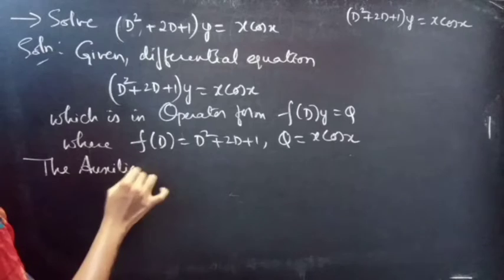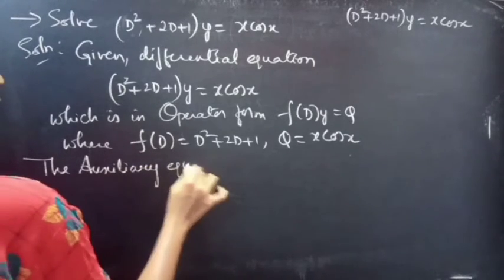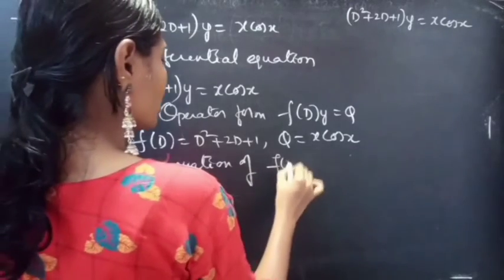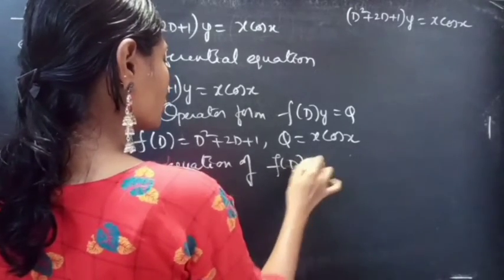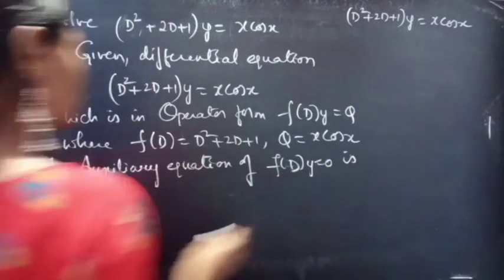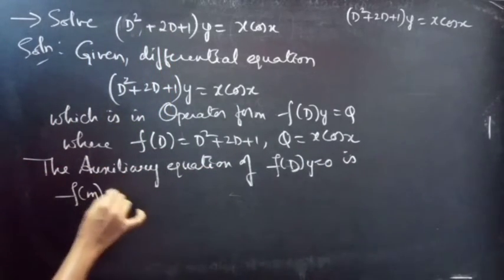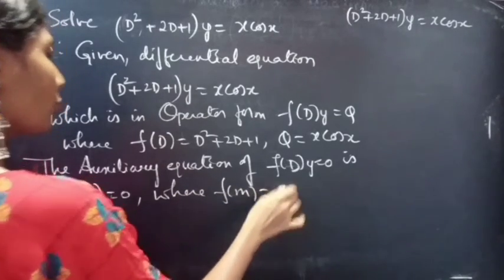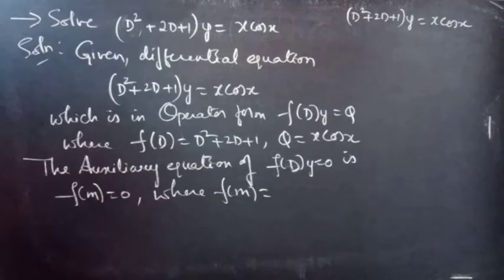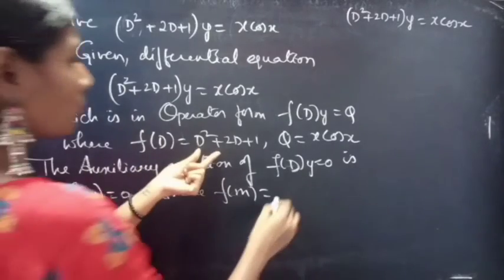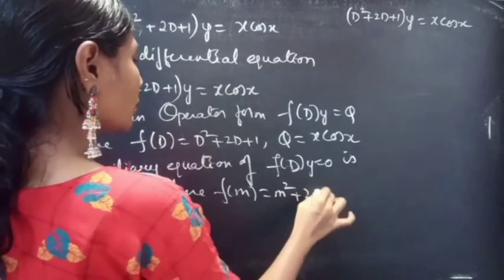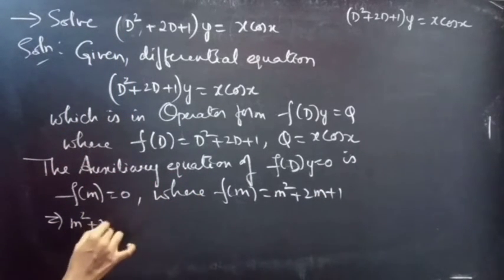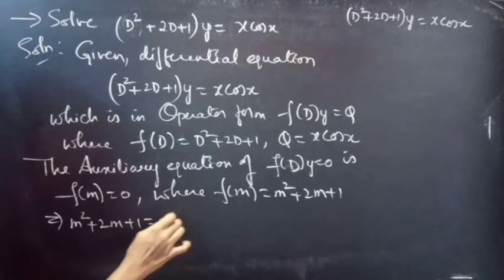The auxiliary equation of the homogeneous equation f of D into y equals 0 is f of m equals 0, where f of m equals, we have f of D, D square plus 2D plus 1, right? Let's replace the differential operator by m, so that we'll get f of m equals m square plus 2m plus 1. Now our auxiliary equation becomes m square plus 2m plus 1 equals 0, right?